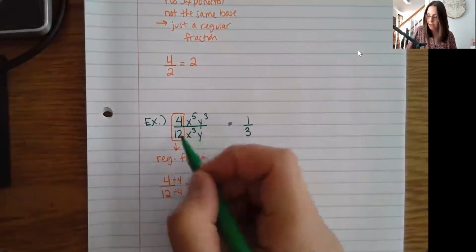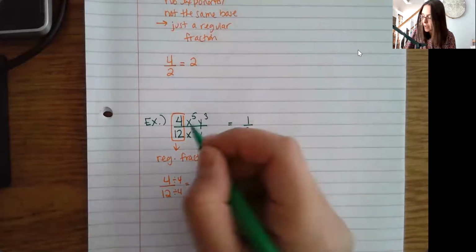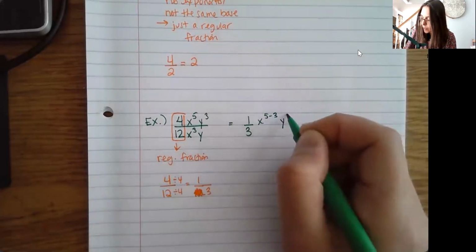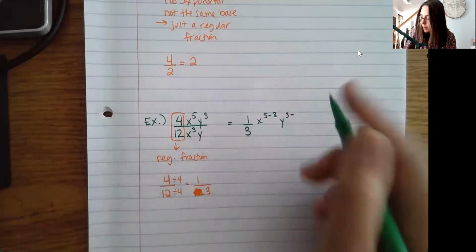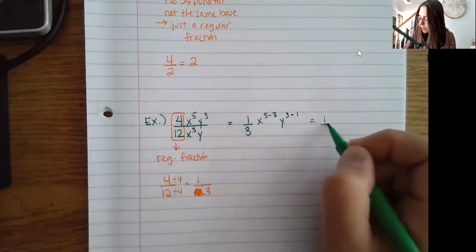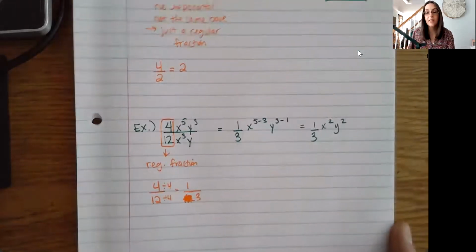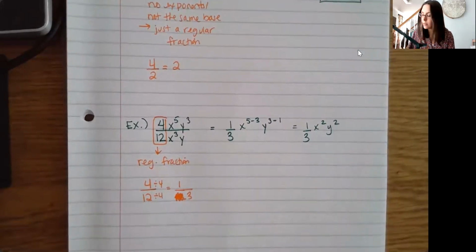And then I have the x's next. So if I look at my x's, I have 5 minus 3. And if I have my y's, I have 3 minus, and again, there'd be a 1 there. So this becomes 1/3 x squared y squared. Now this is actually fine, so you can leave your answer like this.